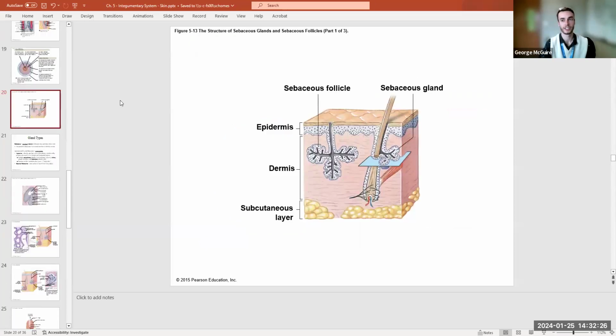So beyond that, I do want to talk about glands. We have multiple different gland types found in our integumentary system, found in our skin. Okay? Some glands secrete their secretions directly onto our hair, and some glands secrete their secretions directly onto the skin.